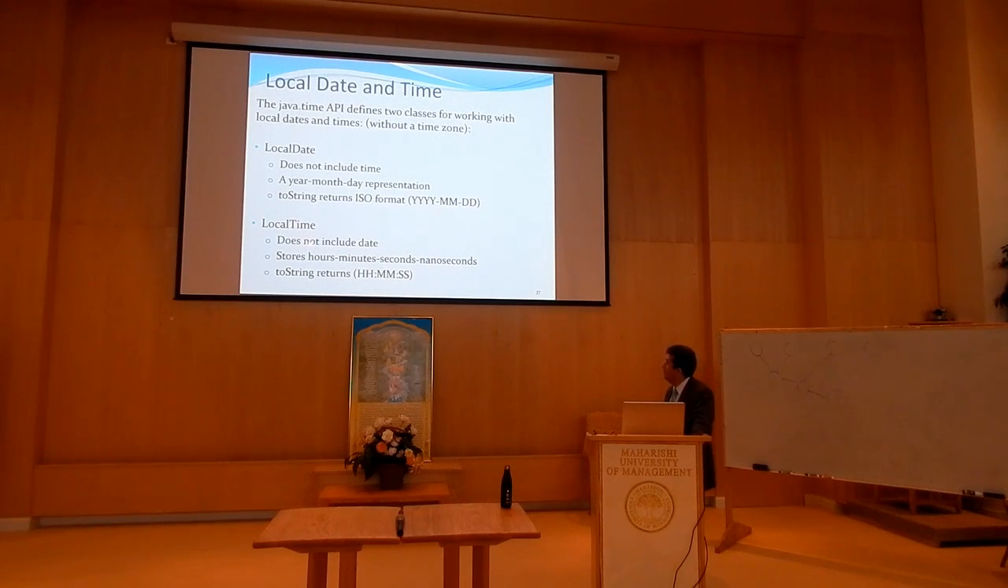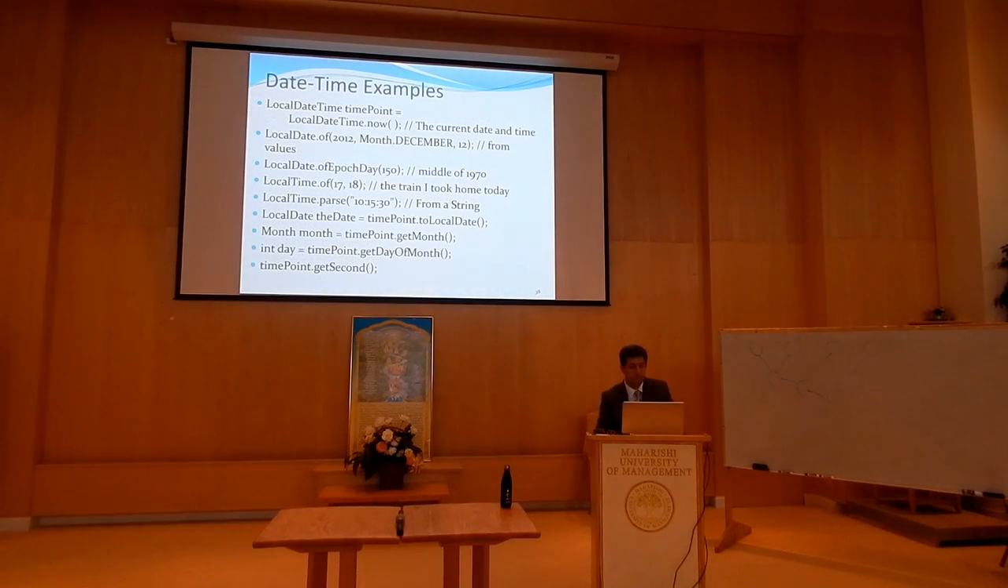And how about time? Time does not include a date. It's only time: hours, minutes, seconds, nanoseconds. And if you call the toString method, you get hour, minute, second. That's what you would expect. You don't need any formatters. You see, all of this had to be done manually in previous versions of Java. If you wanted to format a date and or time object, you would have to do a lot of manual operations. But here you just call the toString method. You just print it, and it's going to print the right object.